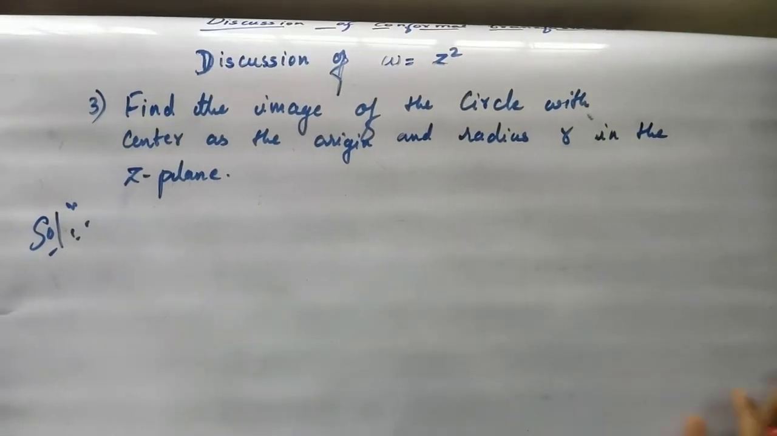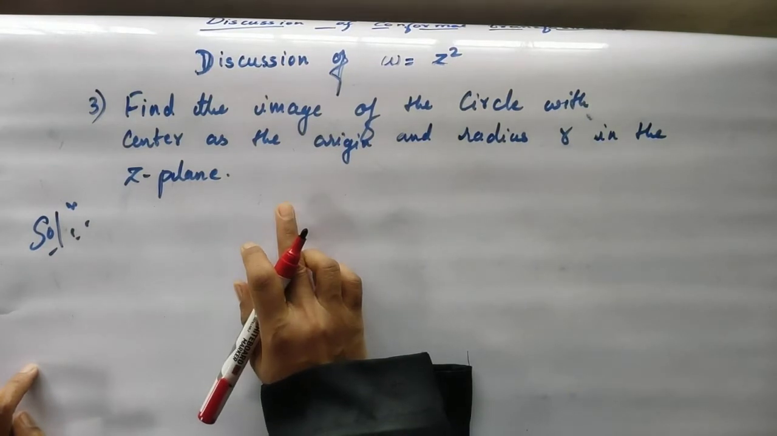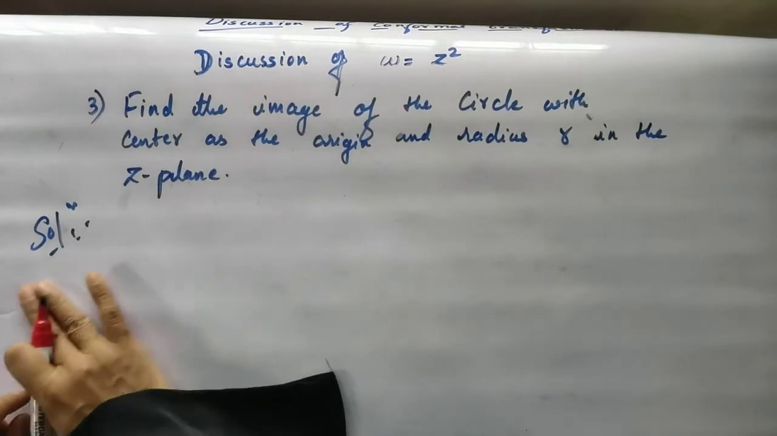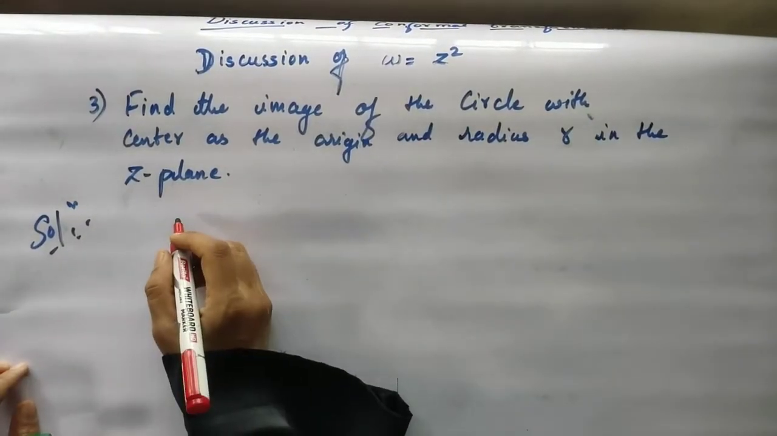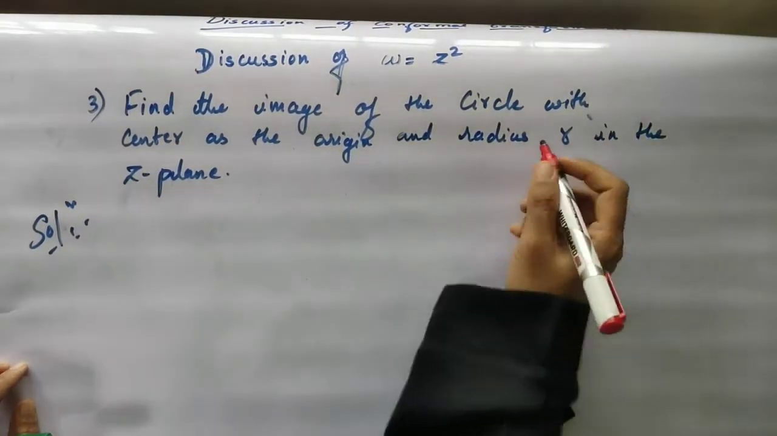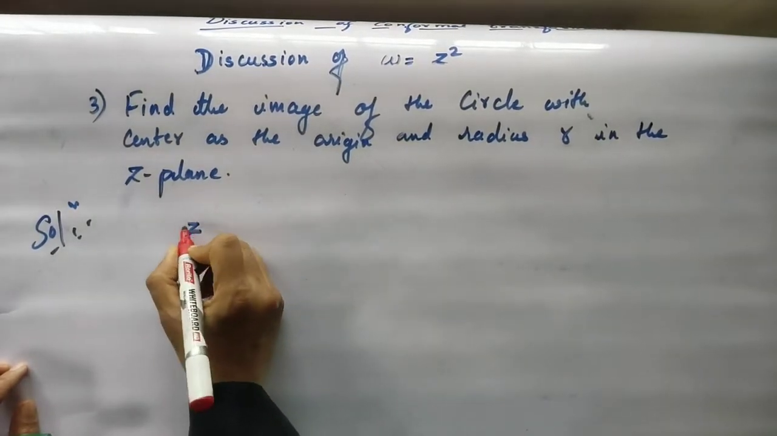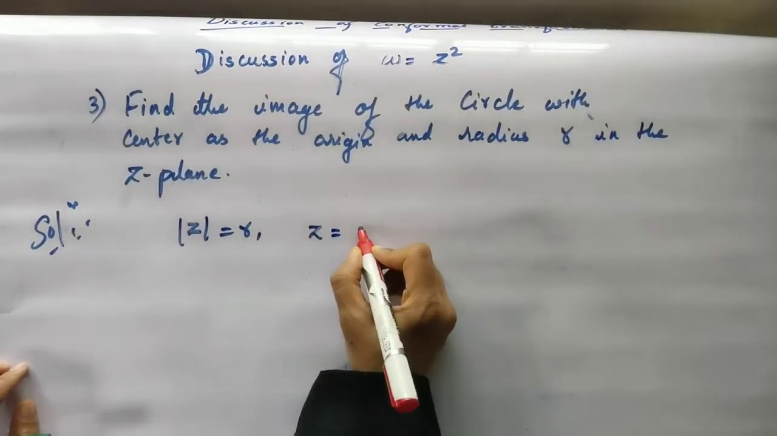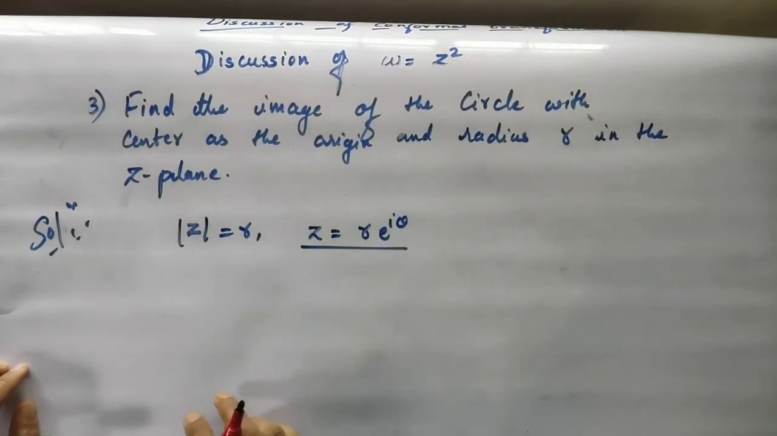For that, first we have to consider the circle in the Z plane. How is the circle defined in the Z plane? Yes, with the help of complex variables. It is defined with center as the origin and radius r units. How will you write it? It is defined as mod z = r, or in another way you can write it as z = r e^(iθ). This is the basic step that you need to always remember.